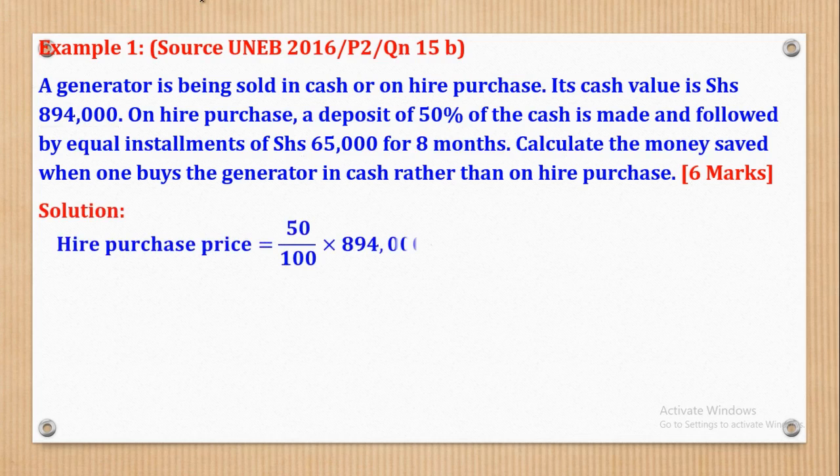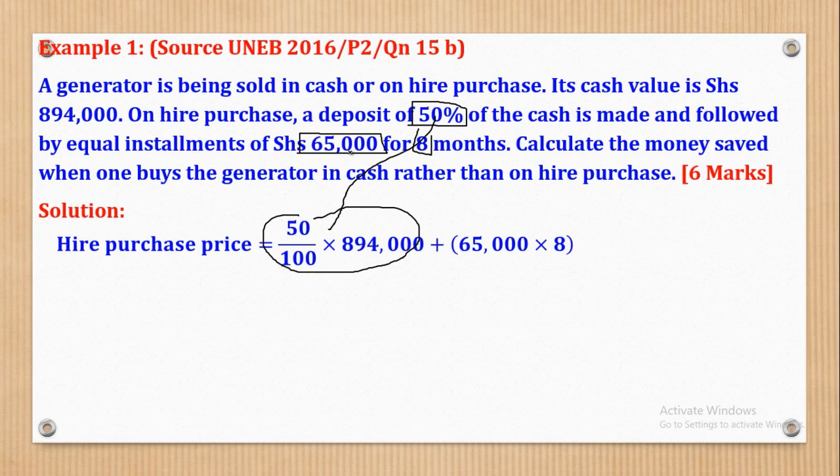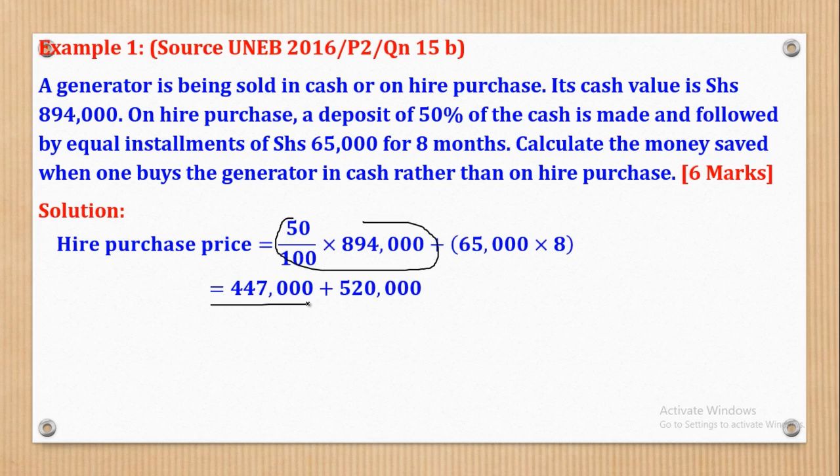First of all, they told us that for hire purchase you first make a deposit of 50%, and after that you make equal installments of 65,000 shillings for 8 months. What does that mean? It means that 50% of the amount is this part, then this one is this, and this is that. So our 8 is the N and 65,000 is the I, and this one is the D, to give you A. When I simplify, the whole of this will give me 447,000 and the whole of this will give me 520,000. When I add the two, I'll come up with 967,000 shillings.